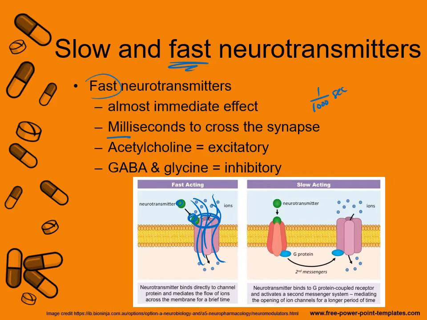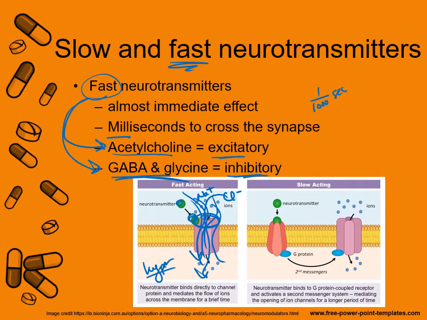Be careful, fast doesn't necessarily mean a stimulant. It doesn't always mean excitatory. It can. Acetylcholine is an excitatory fast neurotransmitter, but GABA and glycine are inhibitory neurotransmitters that are also fast actors. So we might be sending sodium in really fast. That would be like acetylcholine, but we could also be sending chloride in really fast, which is going to cause the cell to hyperpolarize, and that's what GABA and glycine will do to inhibit cells. We can inhibit things very quickly.